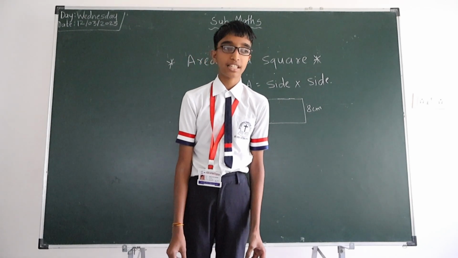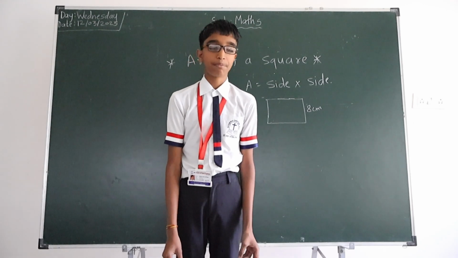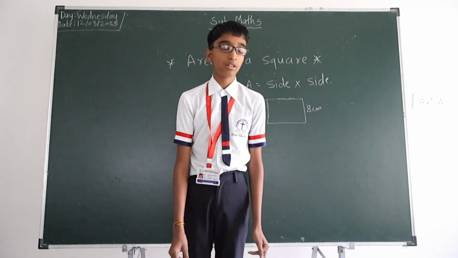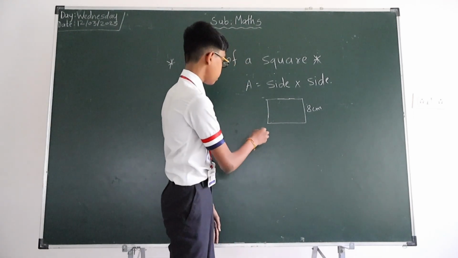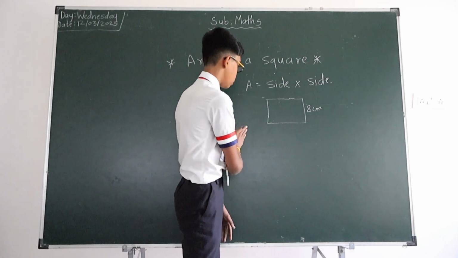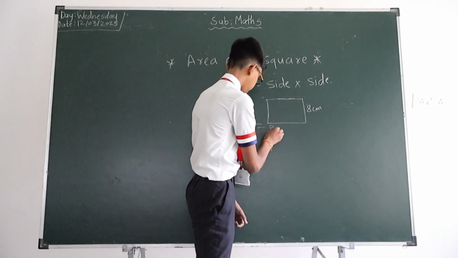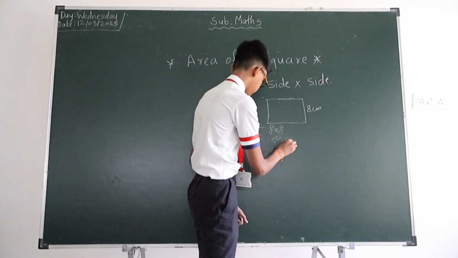In day-to-day life, we can see these types, like a dice in Ludo, which is a 3D cube. I will give you one more example, like 8 cm is given. We have to solve. The formula is side into side. So we have to multiply 8 into 8, that is 64 centimeter square.